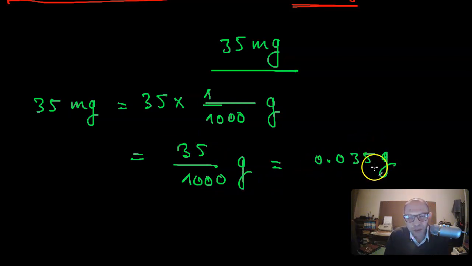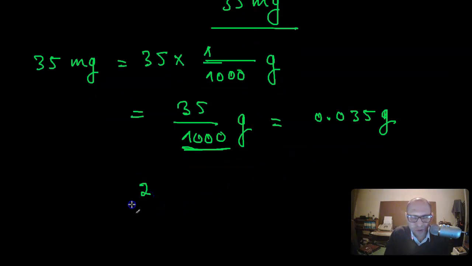What this number means is that if you had a mass of 1 gram, which is of course a very tiny mass, something like a couple of grains of rice, for example, then 35 thousandths of a gram means that if you divided that mass into a thousand equal masses, and then from those thousand equal masses you took only 35 of them, that would be 35 thousandths of a gram, right?